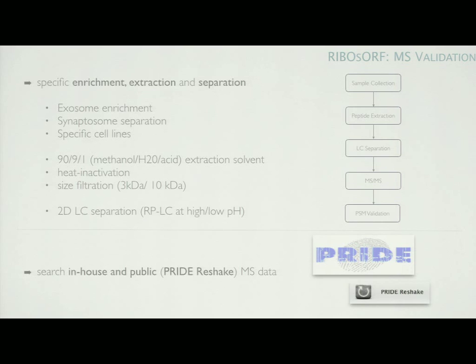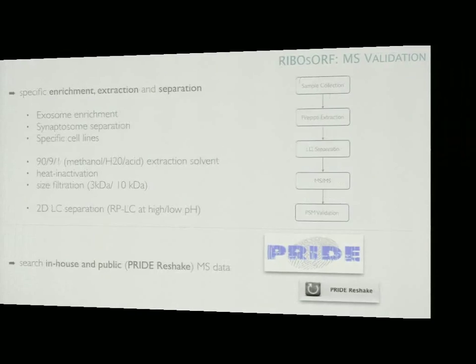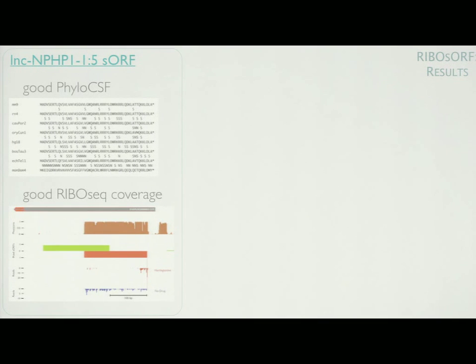What we could also do is bulk search already available data. And we also did that, or are in the middle of doing so. So we use the PRIDE ReShake algorithm to rescan data sets which are available in PRIDE to really focus towards identifying translation from these small open reading frames. So a few examples, a handful of examples that we already found.